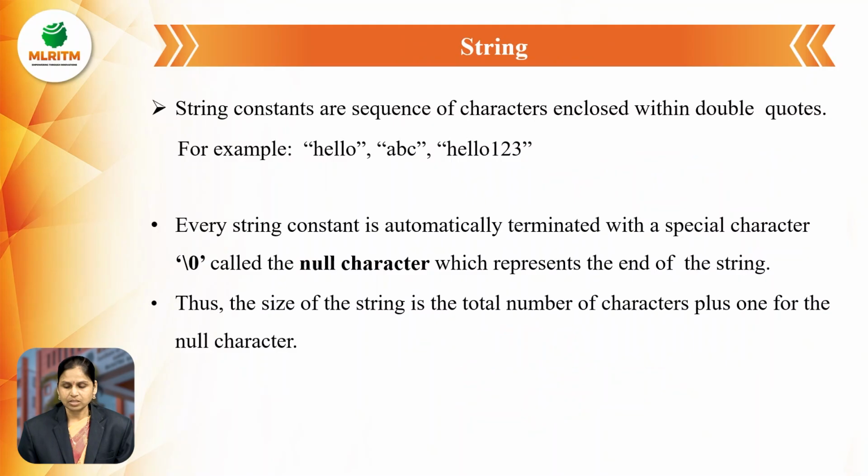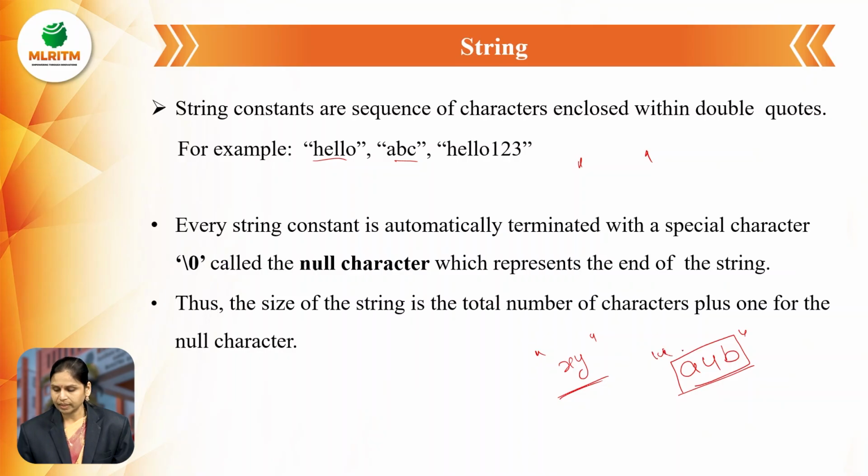Now the last one is string constant. A string is a group of characters enclosed within double quotes. Whenever we use a group of characters within double quotes, it is treated as a string. Here we use A, 4, B within double quotes; it is also treated as a string. A group of characters means more than one character within double quotes.